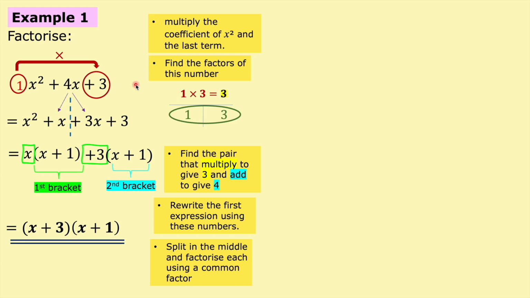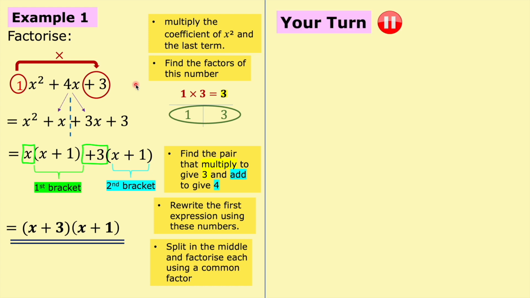As I said before, this will seem like a lot just now, but I really want you to follow this step by step in the example I'm going to ask you to do just now, and then I'm going to go through some more examples after this. So pause the video here and try as best you can to factorise x squared plus 6x plus 5 using that first example.